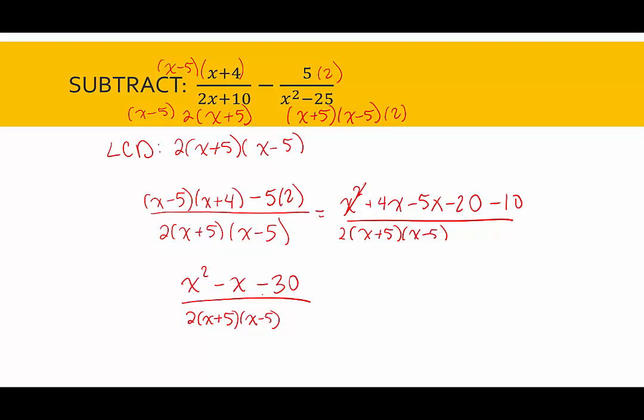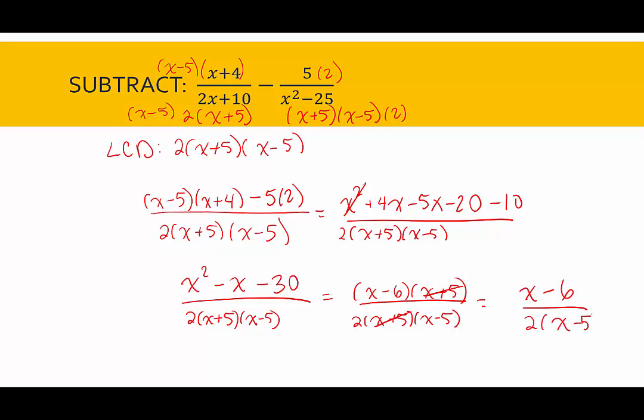Okay, now, can we simplify in the numerator? Not simplify, can we factor in the numerator? Yes, we can. Minus 30 would be minus 6 and positive 5, so this would factor into x minus 6 times x plus 5, all divided by 2 times x plus 5 times x minus 5. We have a common factor, and our final difference here is x minus 6 over 2 times x minus 5.